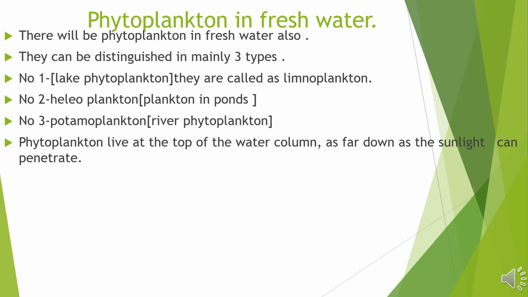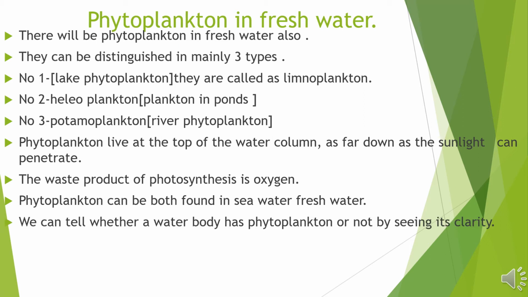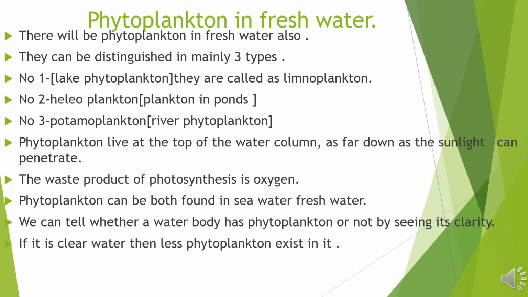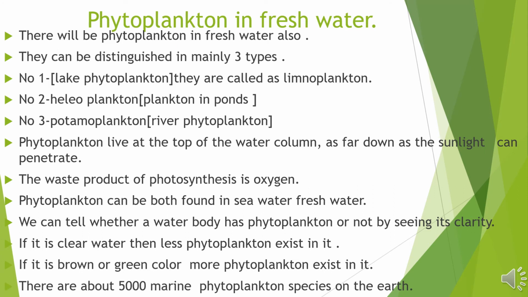Phytoplankton live at the top of the water column, as far down as sunlight can penetrate. The waste product of photosynthesis is oxygen. Phytoplankton can be found in both seawater and freshwater. We can tell whether a water body has phytoplankton or not by seeing its clarity. If it is clear water, then less phytoplankton exists in it. If it is brown or green in color, more phytoplankton exists in it. There are about 5,000 marine phytoplankton species on the earth.